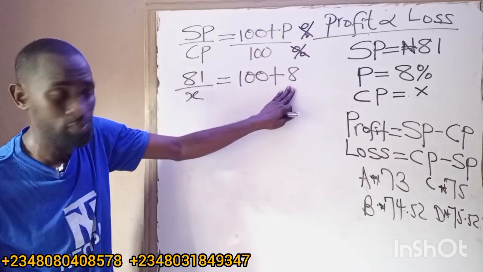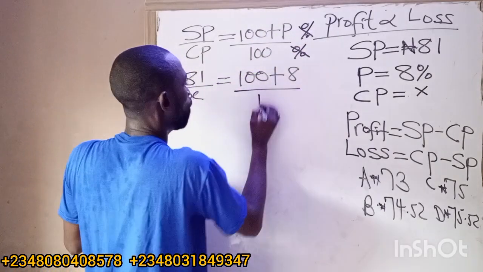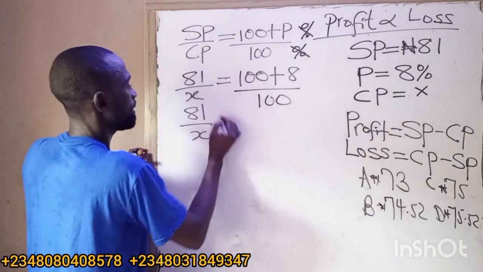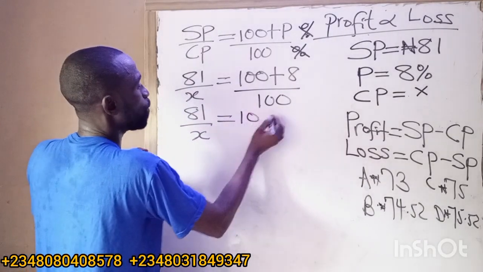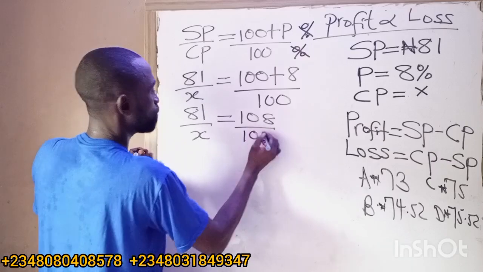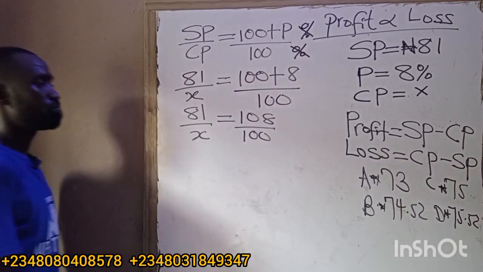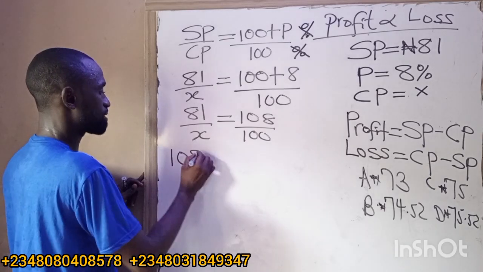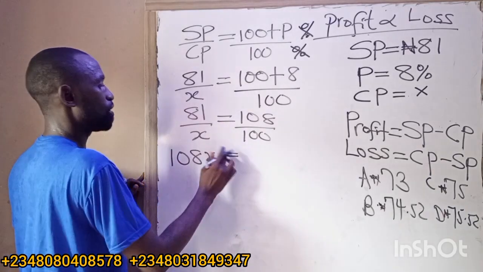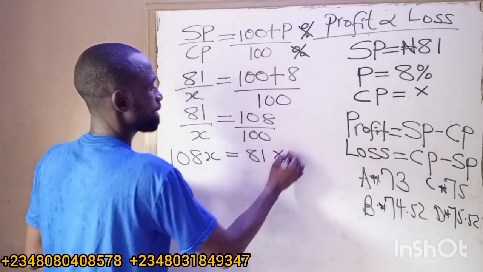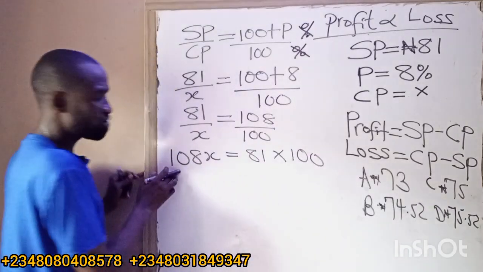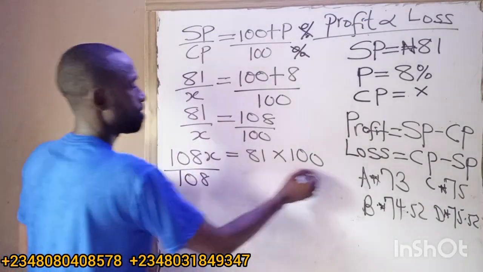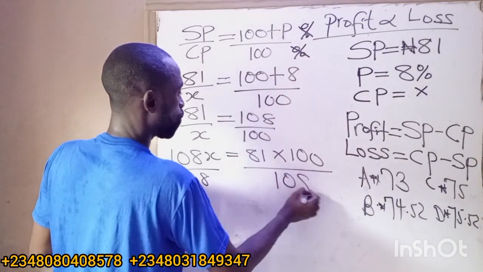We now have, are you with me? So over 100. So what do I have here? It's 81 all over x is equal to 108 all over 100. So what next thing? We'll cross multiply. So x times 108, we have 108x, equals 81 times 100. That will be 81 times 100. What's the next thing? I will divide through by 108, by 108, by 108.